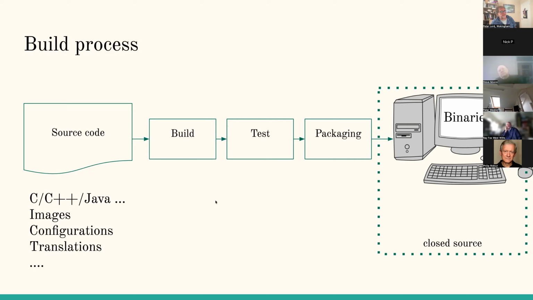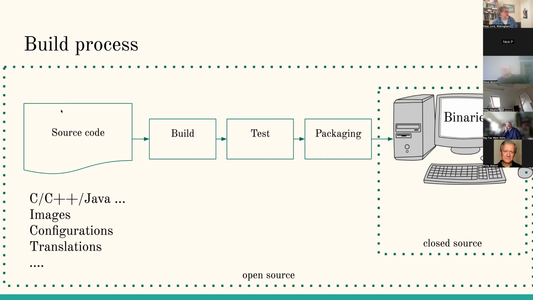Now, the reason I've done this is that if you can only access the binary for a given application, that is generally termed closed source. You don't have access to the source code. If, however, you have access to the source code and usually all the tools and processes used to build and test and packaging, then those projects are called open source.